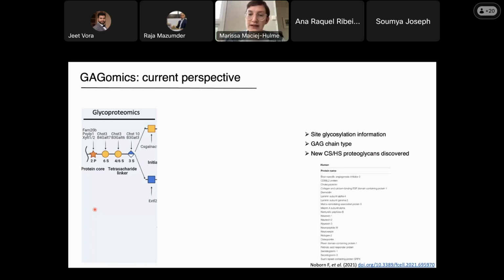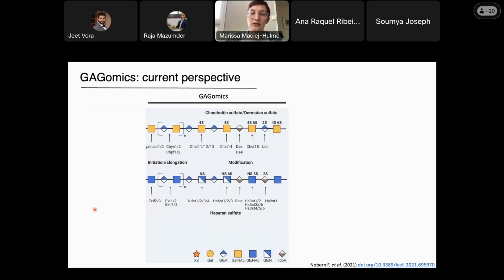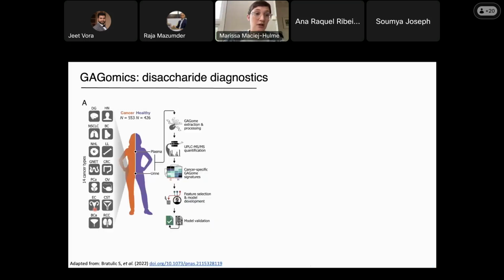However, GAGomics typically concentrates on the linear polymer attached after the tetrasaccharide linker, with various compositional methods developed using bacterial lyases to digest the chain into disaccharides. Standards are commercially available for these methods and have been successfully implemented in mass spectrometry since the early 90s.